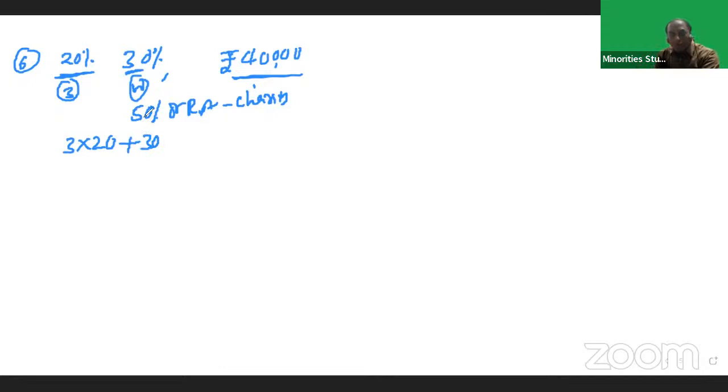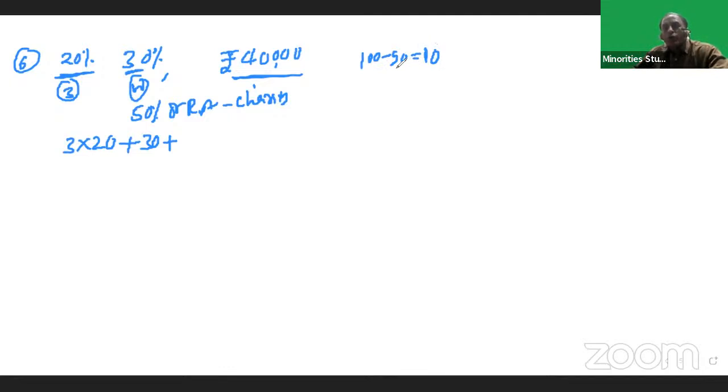He deposited 30% of his income to his wife's account. In total, how much percentage is completed? 3 into 20 is 60, and 60 plus 30 is 90% completed. If 90% is completed, the remaining is 100 minus 90, which is 10%.